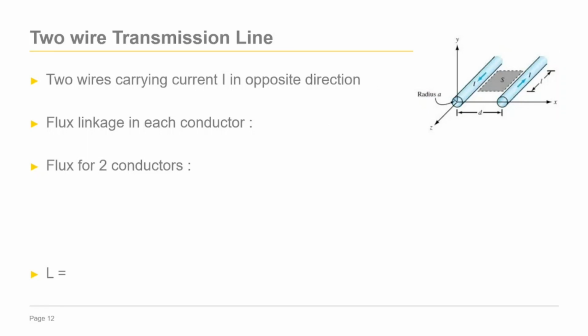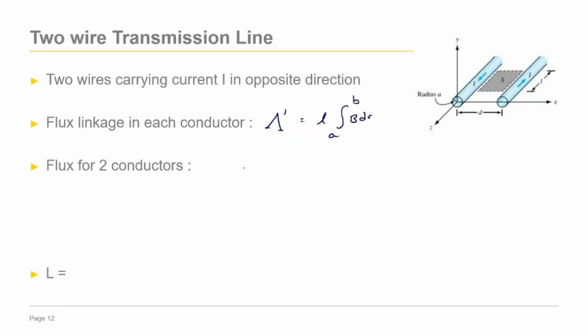So let us consider two wires in space, one wire carrying a current in the positive Z direction and the other in the negative Z direction, spaced at a distance d apart, and each wire has a radius a. The flux linkage to each of these conductors, I'm going to call lambda prime for the time being, is going to be the entire length times the integral from a to b of B dr.